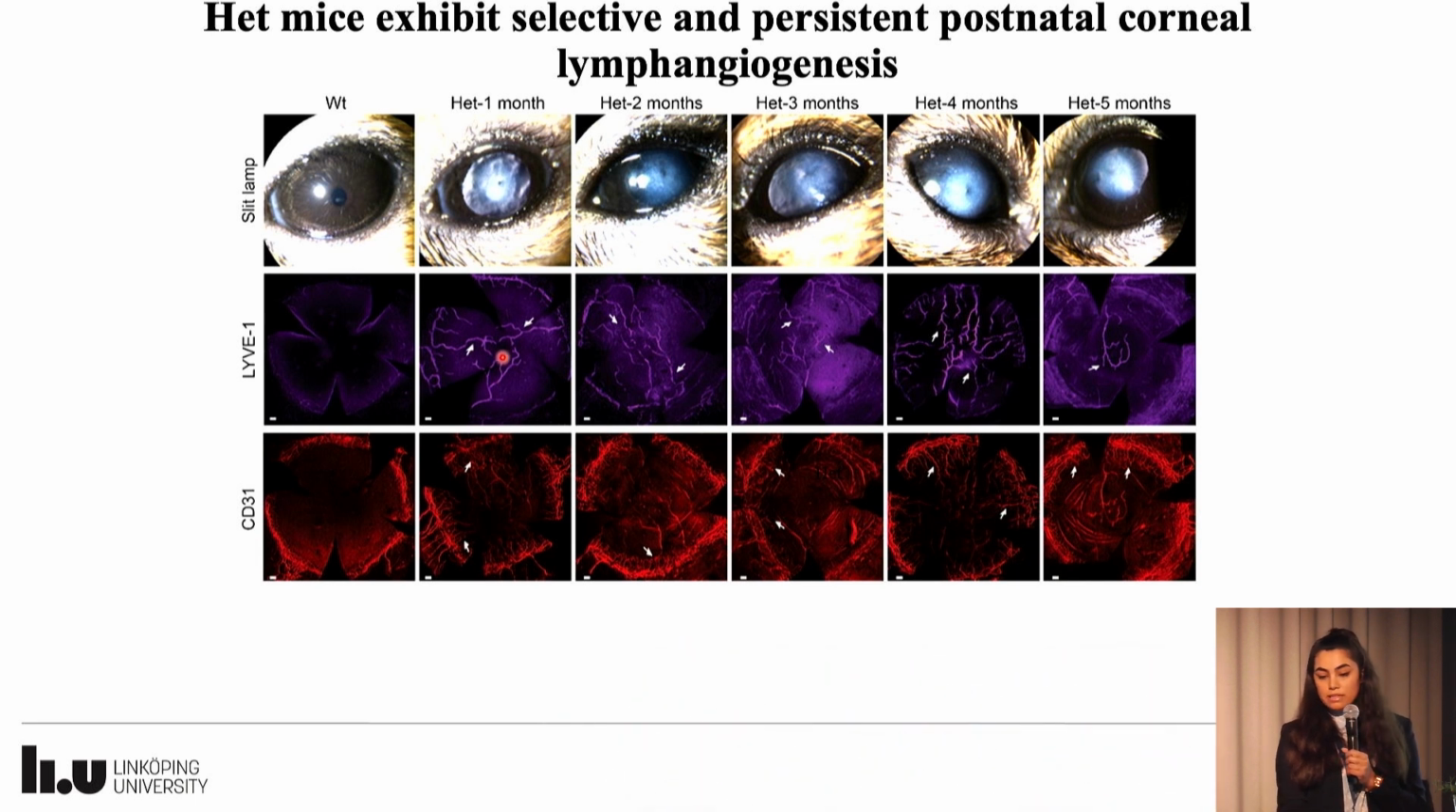But surprisingly, at the age of 1 month in het mice, an early and selective ingrowth of corneal lymph vessels was observed. These lymphatic vessels not only did not regress, but also persisted up to at least 4 or 5 months of age. CD31 whole mount staining revealed that corneal hemangiogenesis was less prominent and was delayed relative to lymphangiogenesis.